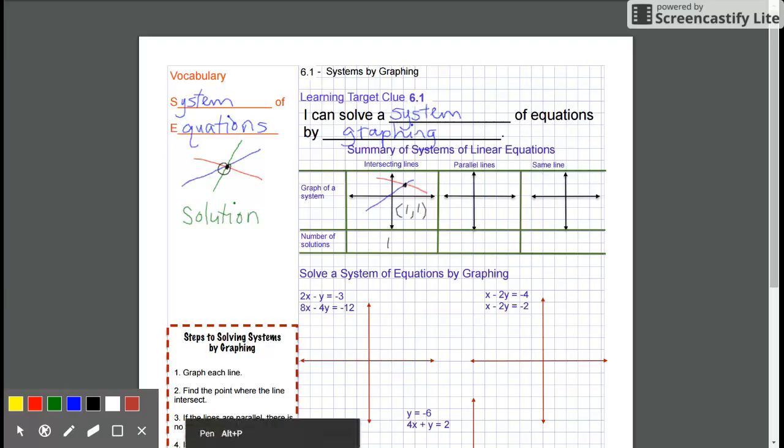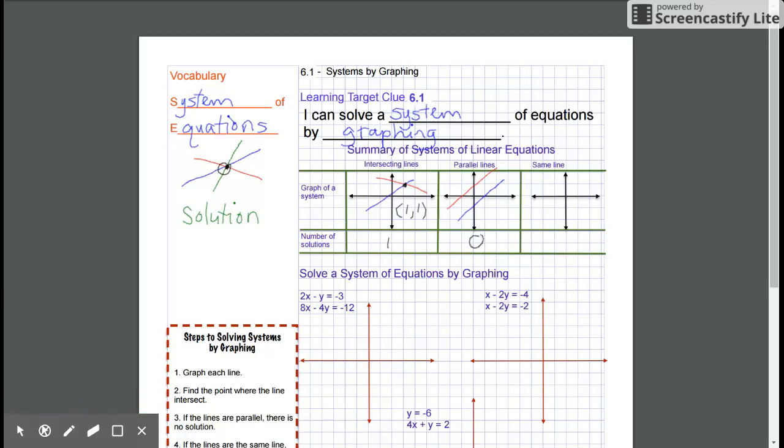But sometimes when we graph our systems of equations, we might end up with something like this. Parallel lines. Now, parallel lines have no intersecting points because the 2 lines never touch. So that means that they have no points in common, and therefore there are 0 solutions to this system of equations.